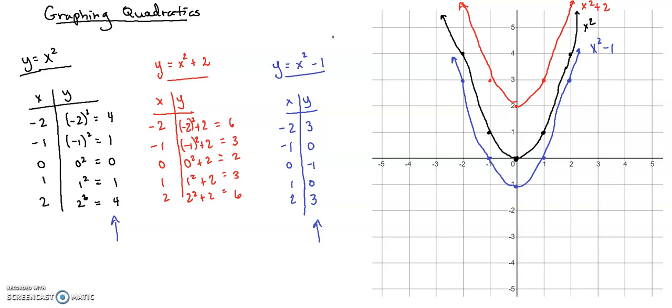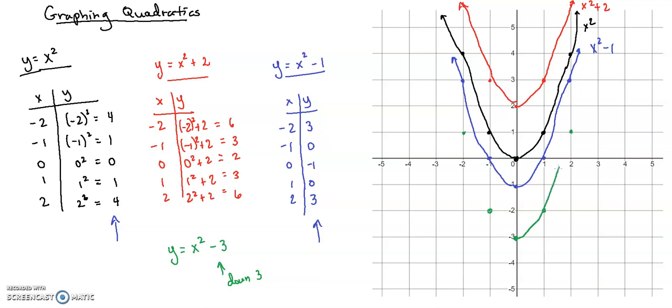Okay, so let's do one more. Let's say we wanted to do, without plotting points, y equals x squared minus 3. So that's going to shift it down by 3. Adding shifts up, minus shifts down. So we're going to shift down by 3. If you want, you can actually shift these points down by 3, or you can just use this point and the general shape of it and fill it in.